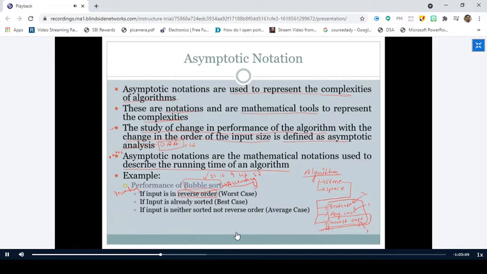Right. So if you take the same bubble sort algorithm and the input is already sorted, and you have given it to the bubble sort algorithm as an input, is there anything to do with this bubble sort algorithm?